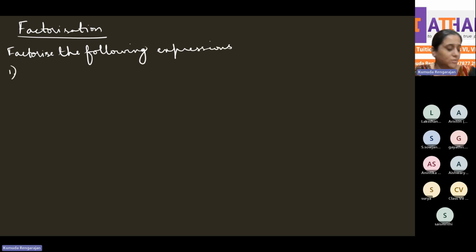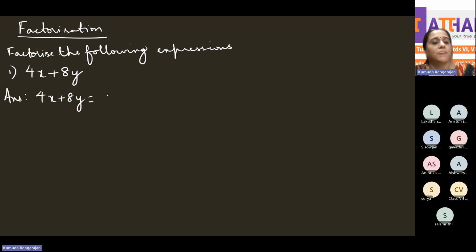Okay, factorize the following expressions. The first one, 4x plus 8y. Now, what is common between the terms 4x and 8y? See, this one is a binomial. There are two terms. 4x is the first term and 8y is the second term. Now, what is common between 4x and 8y? What is common? 4.